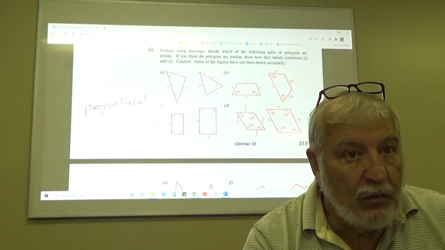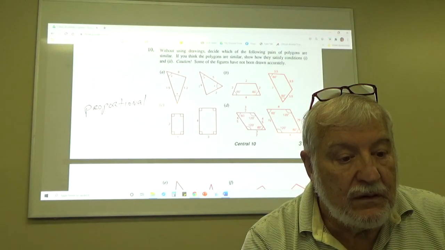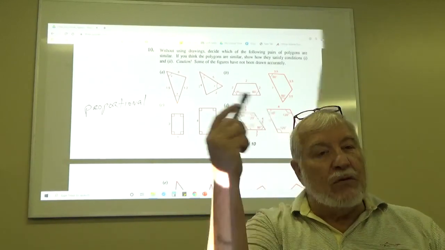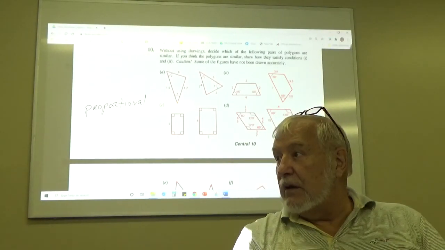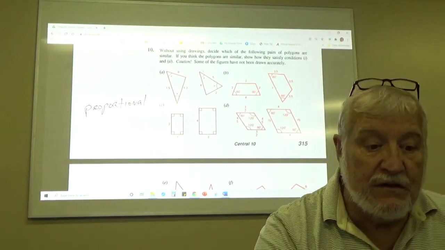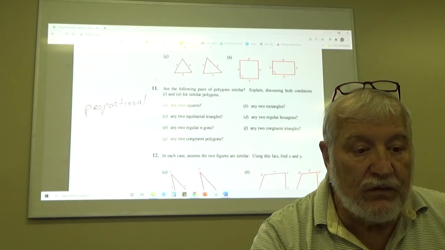Not proportional. How do you know? Because if you divide 2 divided by 4 and 1 divided by 3, it's not the same. You'd say 1 divided by 3 does not equal 2 divided by 4, and you're done. Okay? And then you'd have to do the same type of thing for D. So you go through that, and then E, F, and G are all so.